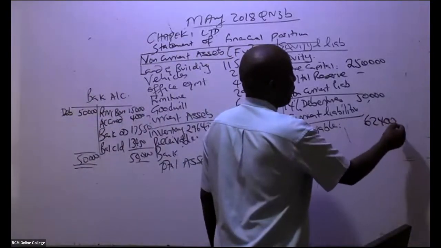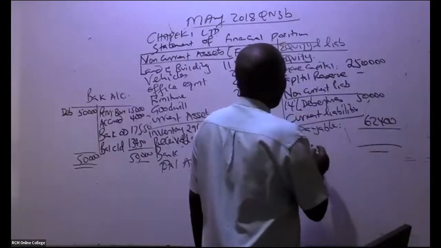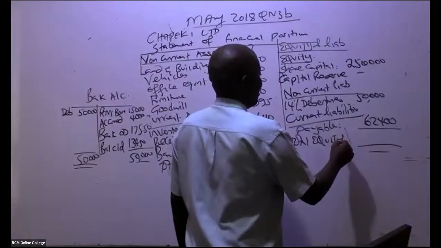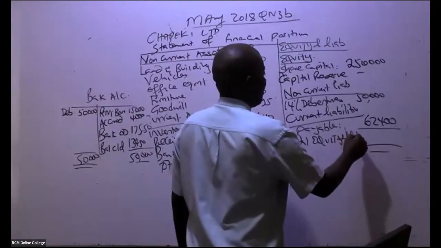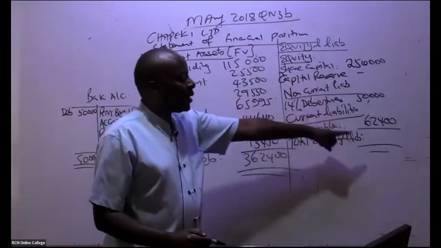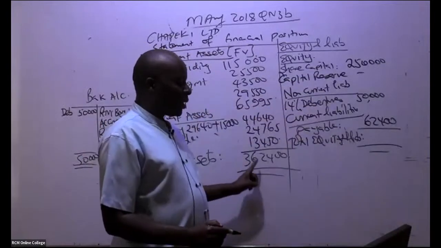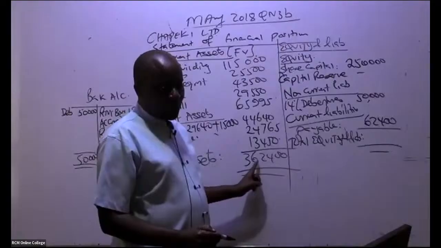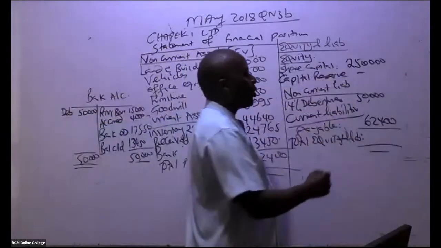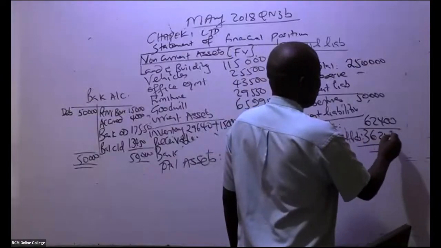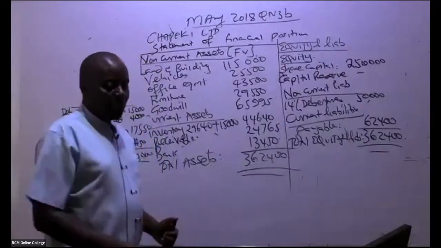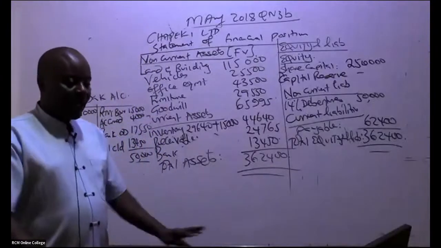So come here and combine total equity and liabilities. How much do we have there? You take this plus this plus this. If you are accurate, then it should add up to this 362,400. Yeah, because this is 300. So we have here 362,400, and it has balanced.